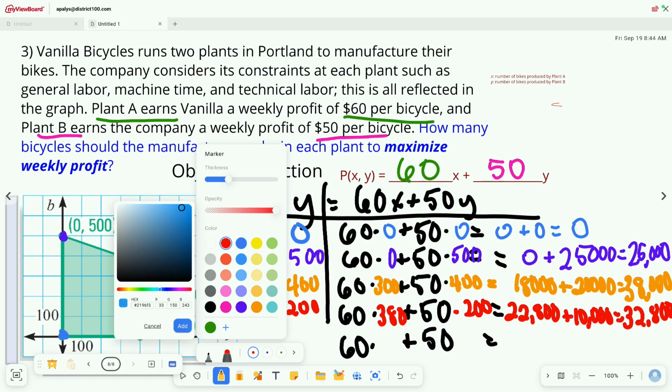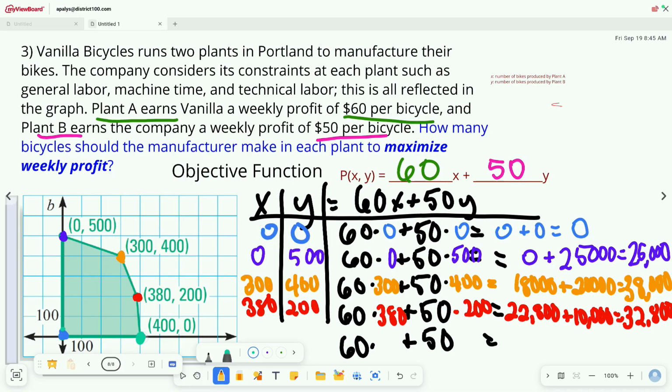Oh, let's see. What color we want? Let's go with like a sky blue, like a teal. That looks like a good color. It's going to kind of blend in here. Geez, I picked like the exact color. All right, so we've got 400 and 0. I'll tell you right now, this one's not going to work because it's just 24,000 here.